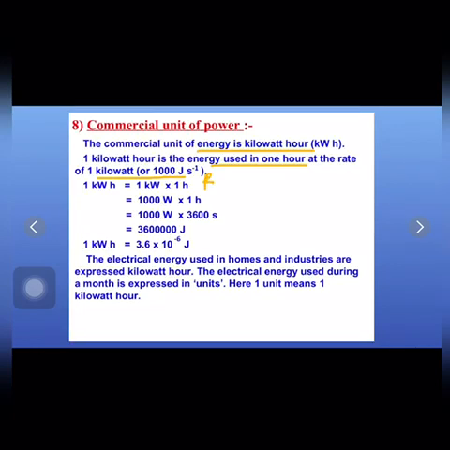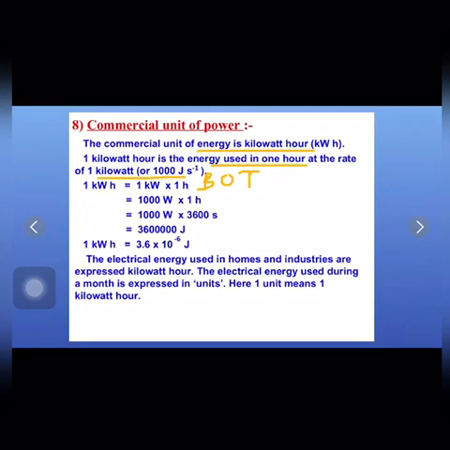One kilowatt hour is also known as the Board of Trade Unit, which in abbreviated form is written as BOT. Or we can simply say unit. So 1 kilowatt hour is equal to 1 unit.